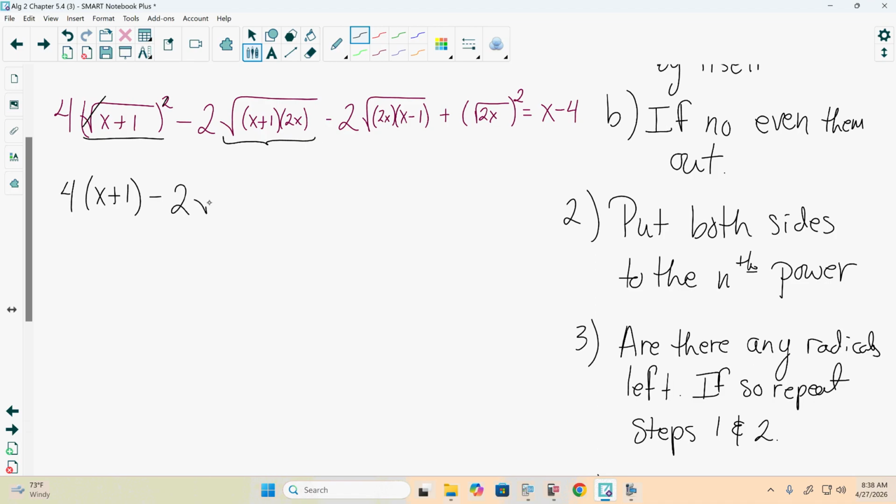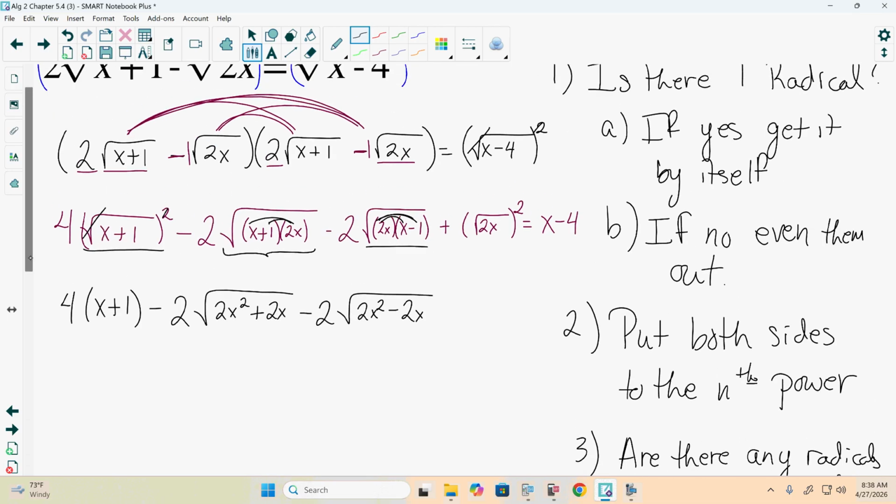We can simplify this here. X times 2x is going to give us 2x squared. 1 times 2x is going to be plus 2x. Minus 2. Same exact radical. So when we do the distributing, 2x times x is still going to be 2x squared. 2x times our negative 1 is still going to be negative 2x.